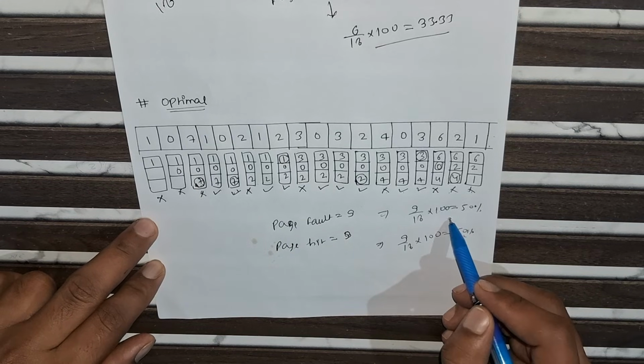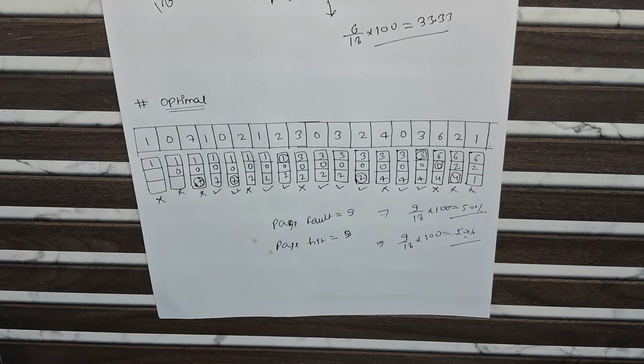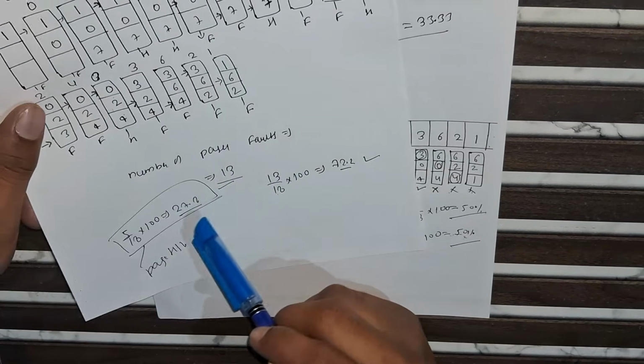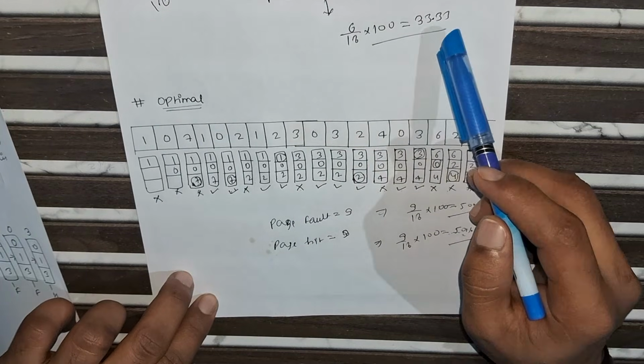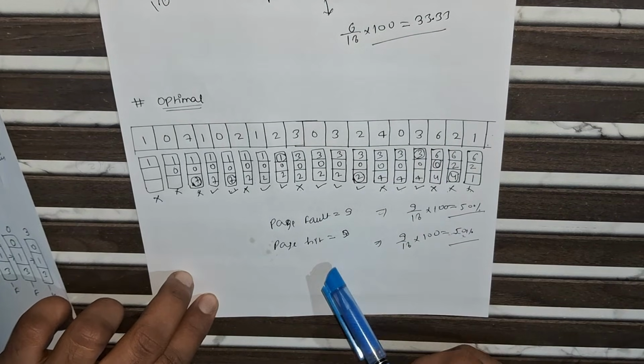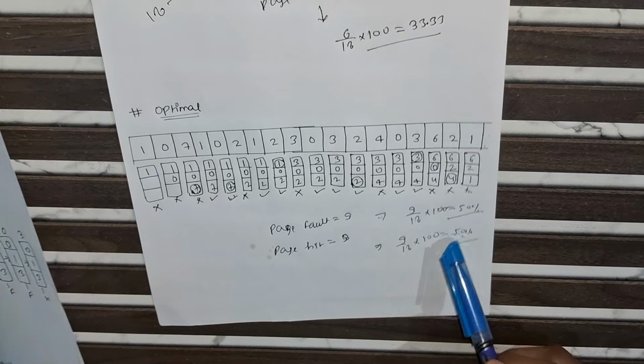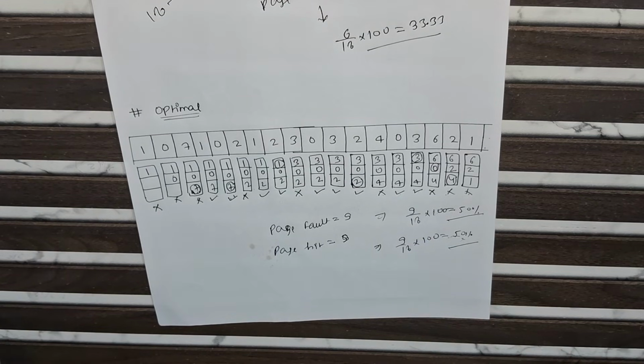We have to calculate the percentage of page faults and hits. In the question it is asked which algorithm is most efficient. We can clearly see that our FIFO page hit is 27.8, our LRU hit is 33.33, and our optimal is 50%. So by seeing the data, we can clearly say that optimal is the best and most efficient algorithm for this. Like that you have to solve in the examination to get full marks.